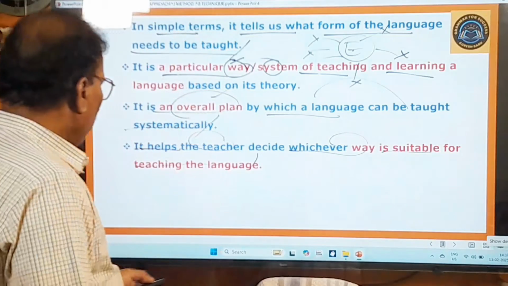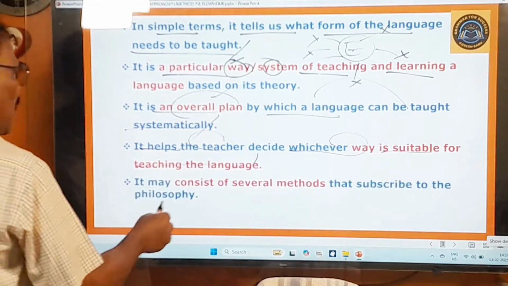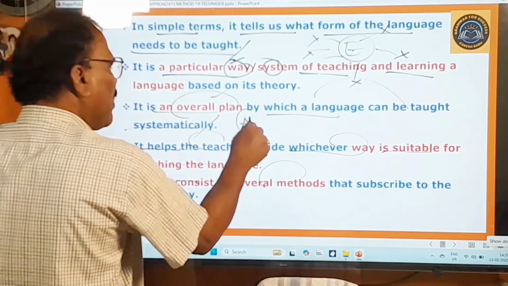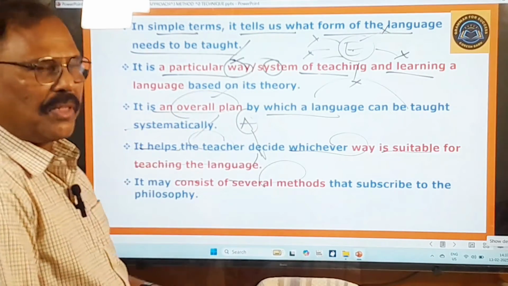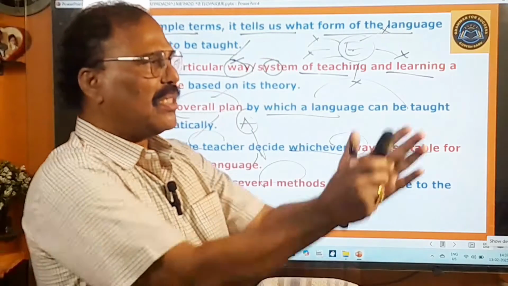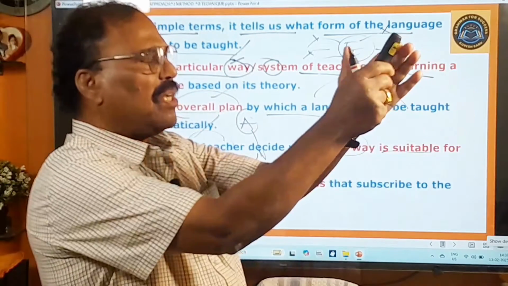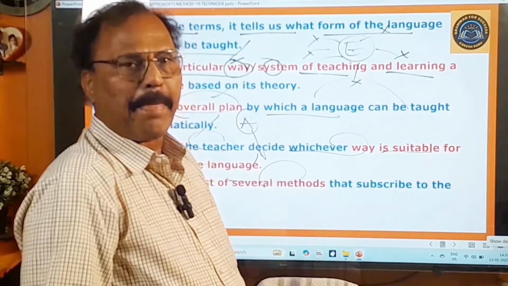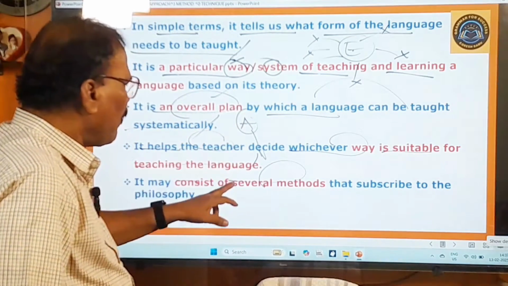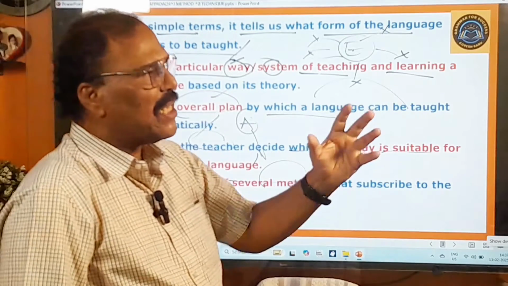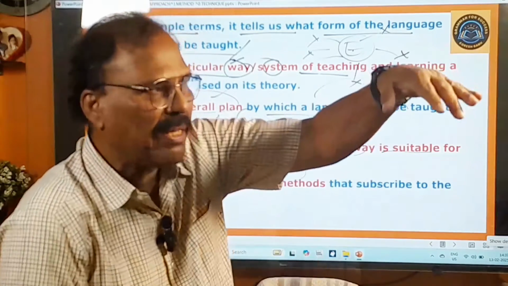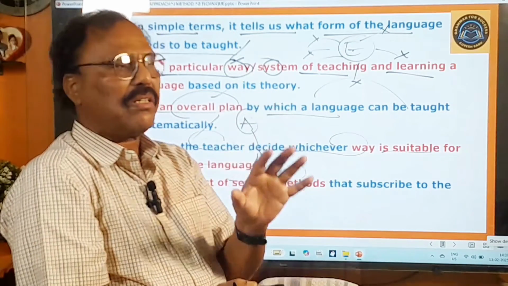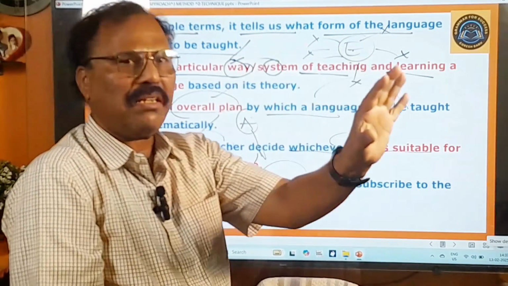That is there, right? And here one more important point is there. It may consist of several methods. This approach may have several methods. Approach is there. So this is the way to teach English. So to teach that, you can say English, there are so many methods. This approach consists of several methods. You can teach English by this method, by this method, by this method. There are so many methods. So approach means the way of teaching that language.